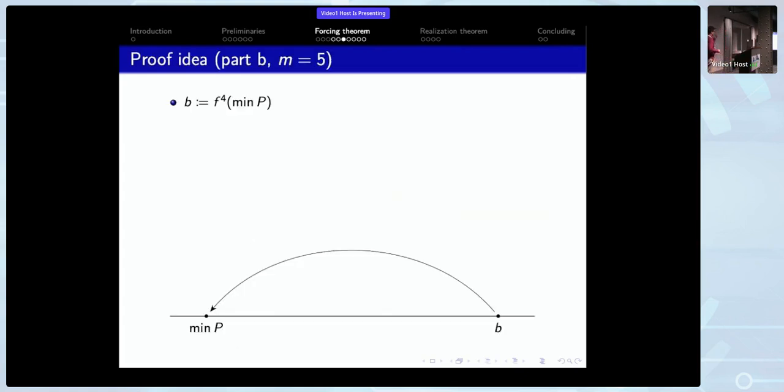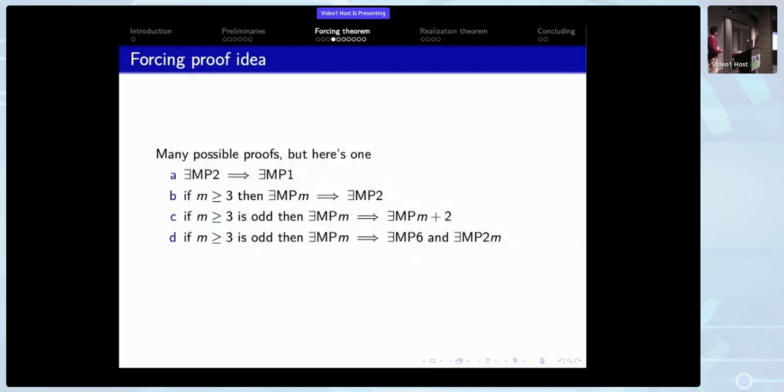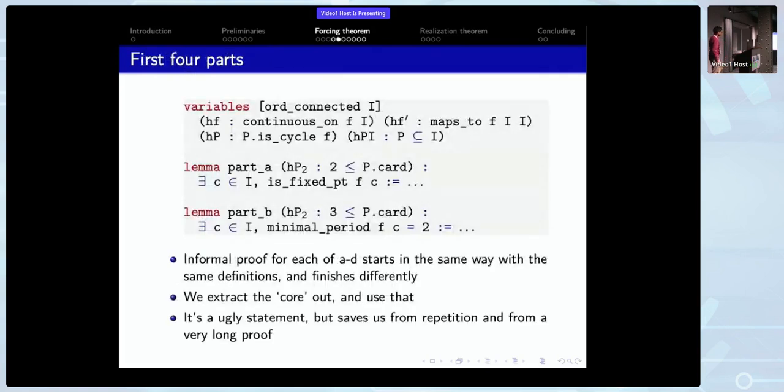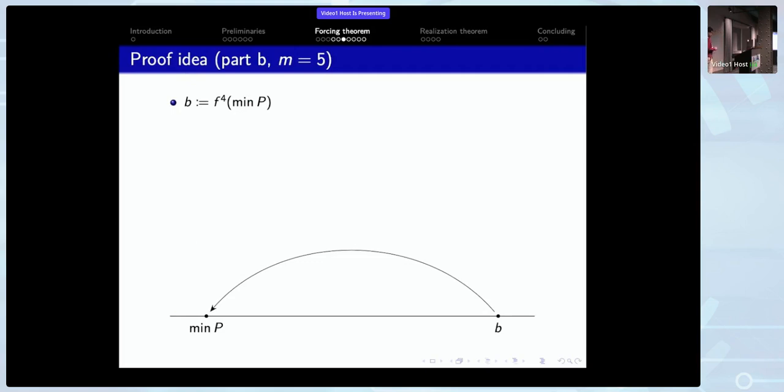So what does the proof actually look like? Remember what I'm trying to prove right now is that if I have a point of minimal period m, then I have a point of minimal period 2. And just for the sake of simplicity, I'm going to say m is 5. But the proof I give you will work for any m greater than 3. I'm just going to show you for 5 because it's easier to demonstrate. So I have a point of period 5. In particular, I have a cycle, which has size 5. I'm going to call the cycle P.